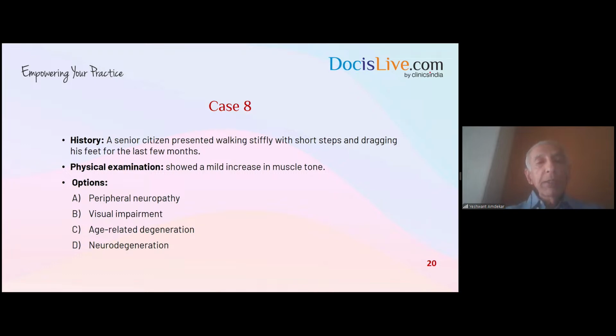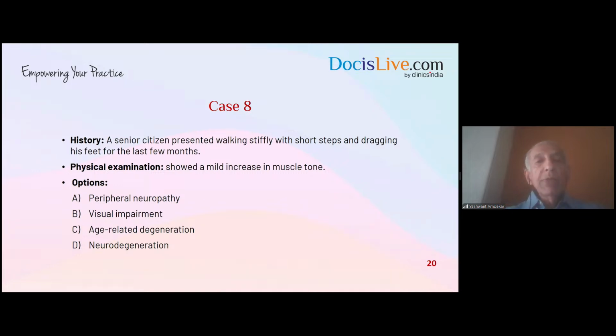One thing, you looked at it as an increased muscle tone, so it has to be an upper motor neuron lesion. And age-related degeneration does not have an upper motor neuron lesion. Largely, it becomes a peripheral lesion. Whereas if it's occurring in the last few months, then it is likely to be the beginning of a neurodegeneration and not an age-related degeneration. Age-related degeneration takes a very long time, whereas the neurodegeneration takes few months.